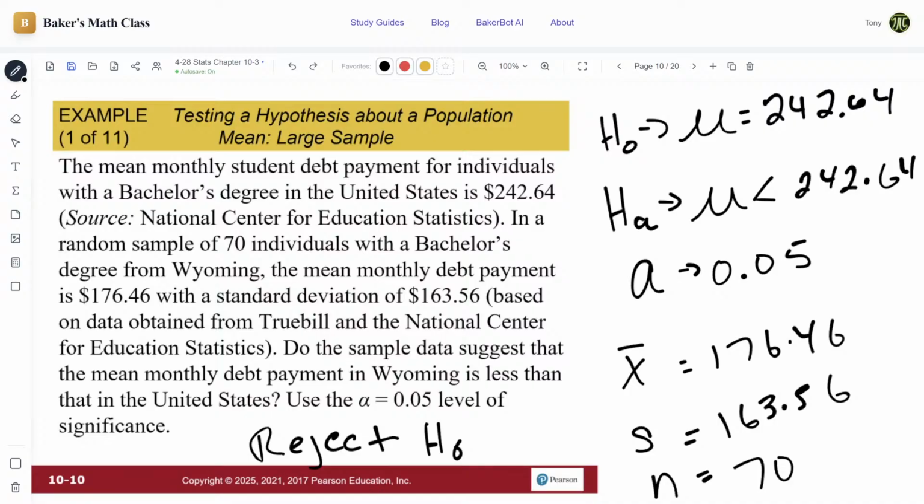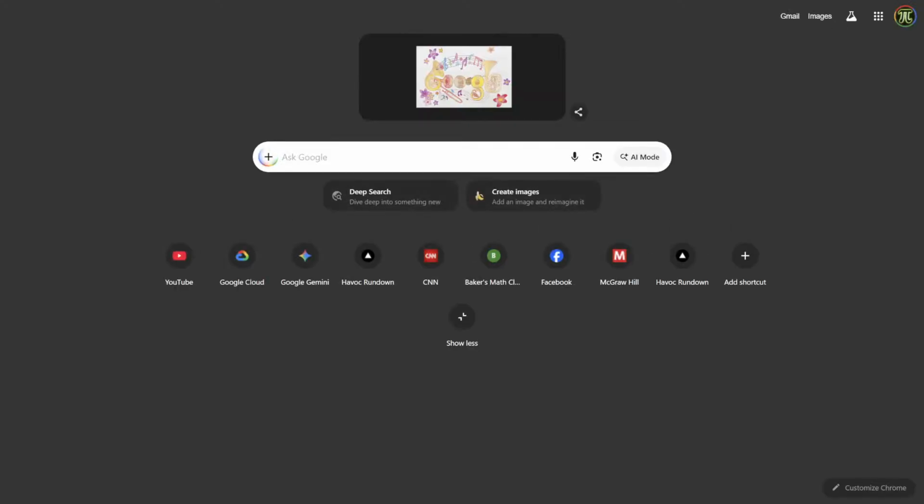So, what's my conclusion? The mean monthly debt payment in Wyoming is less than that in the United States. It is less. That's why we rejected the null hypothesis.